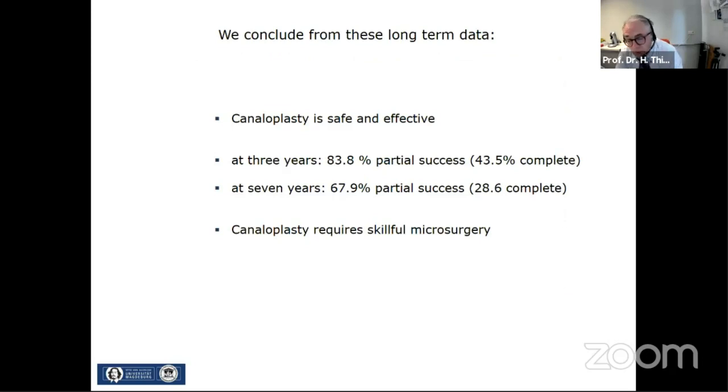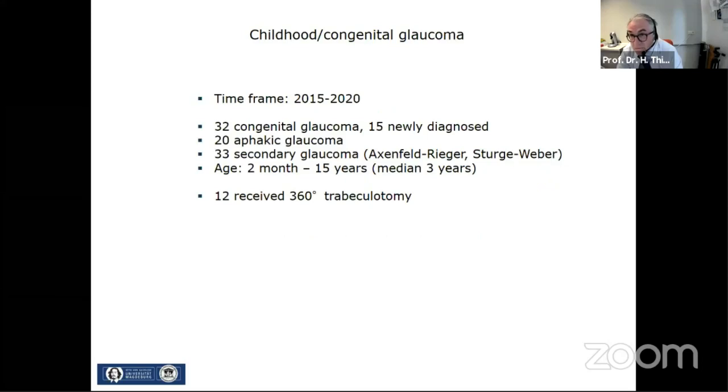Before I talk about the children, I can conclude from these long-term data that canaloplasty is safe and effective, that the partial success rates over the years are very high, and the complete success as well. And as you've seen, it requires skillful microsurgery, but it's rewarded by good results.